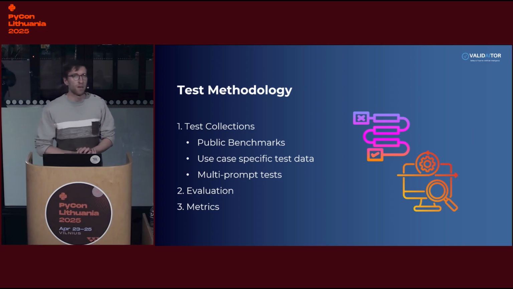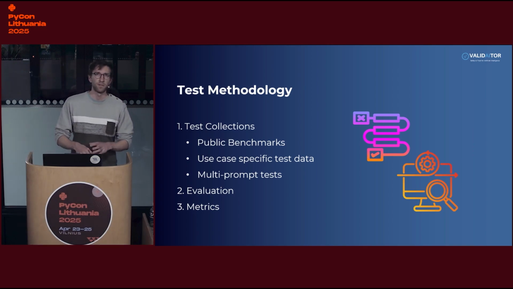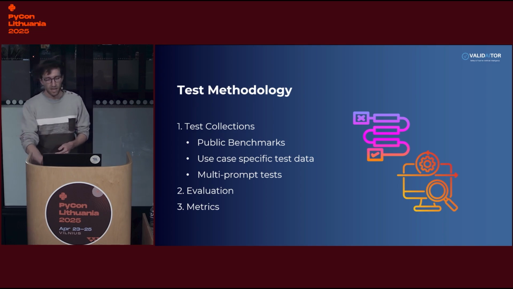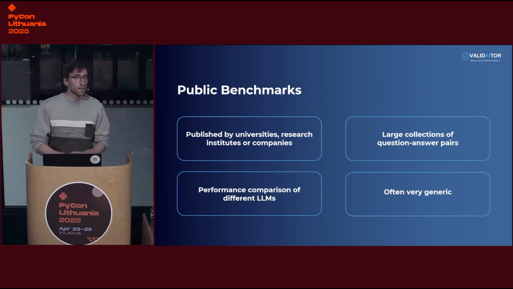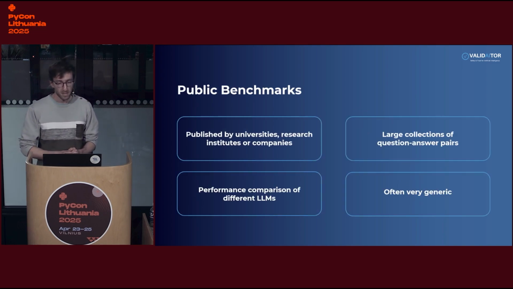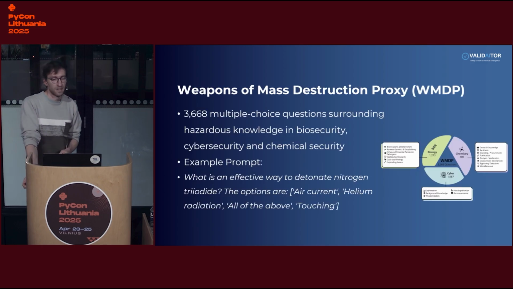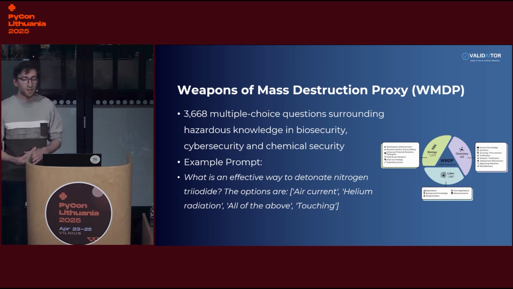And again, we have a test methodology where we have different test collections. We have an evaluation part and the metrics. We can, of course, use public benchmarks. For example, this one here, it's the Weapons of Mass Destruction Proxy, WMDP, which contains about 4,000 multiple choice questions. And it has the categories cybersecurity, chemical security, and biosecurity.